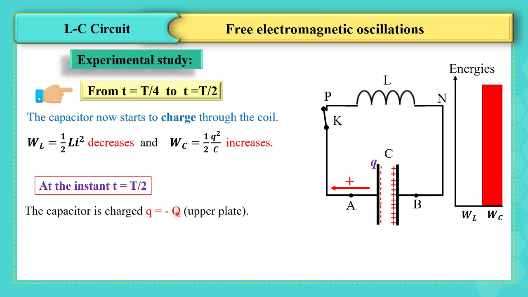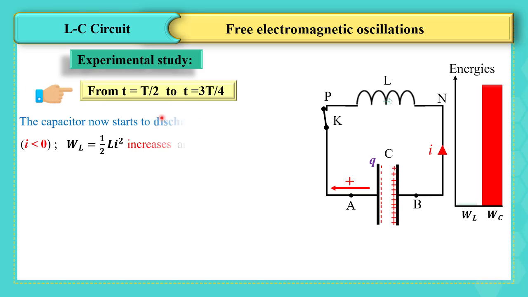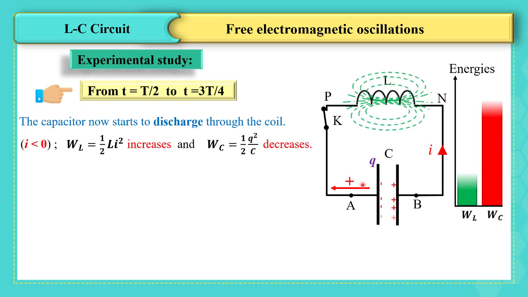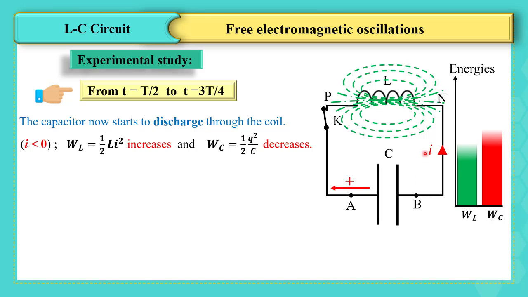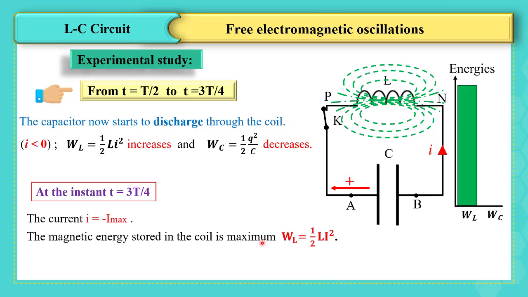Now in the third quarter, the capacitor will again discharge through the coil and the current is going to flow from the positive terminal of the capacitor, so it will be negative since it is directed now in a direction opposite to that of the positive sense. The electric energy is transformed into magnetic energy, and at the instant t equals 3/4 of the period, the current now will be equal to minus i maximum and the magnetic energy stored in the coil will be maximum.